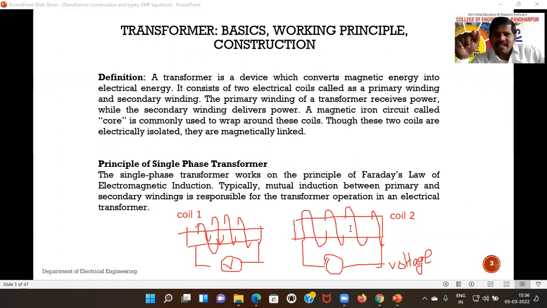Okay, so these are the coils. A coil can be wound on that core. The coil is wound on the core. So it will form one coil, that is the primary coil and the secondary coil.